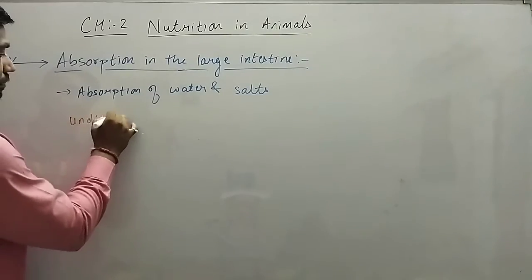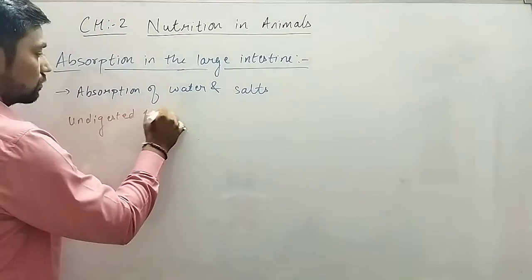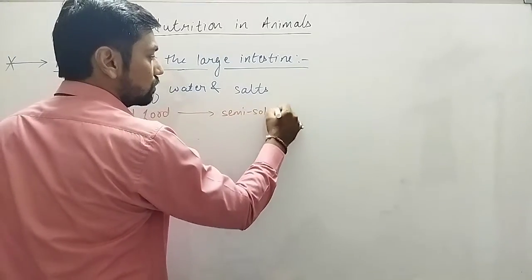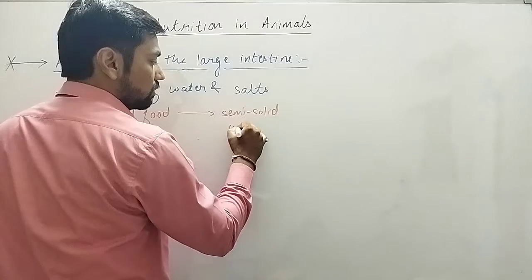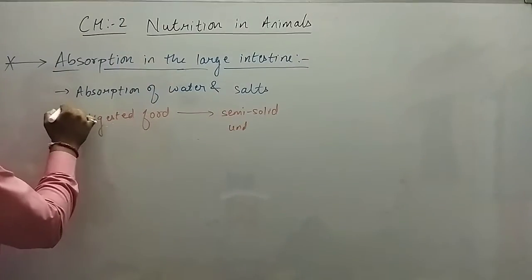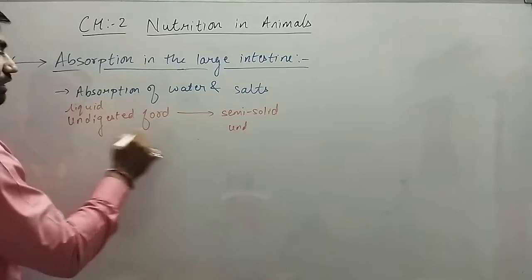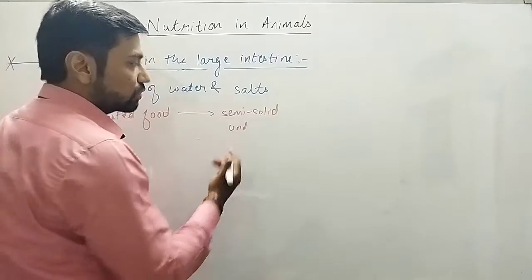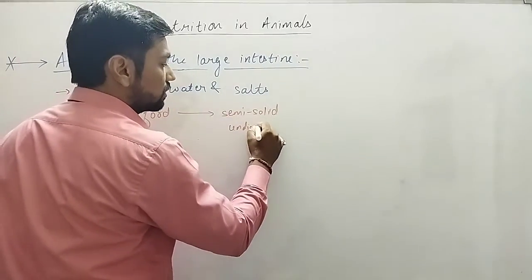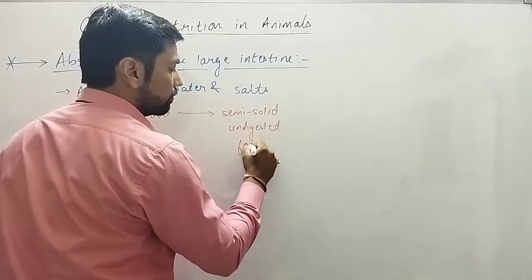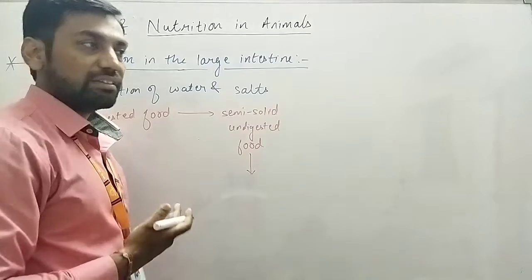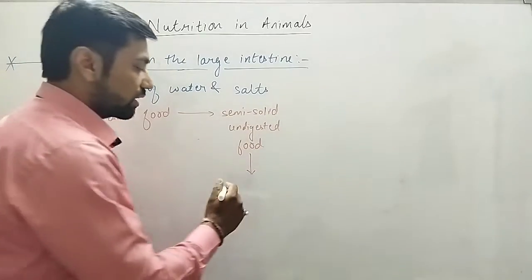Undigested food turns into semi-solid, because water and salt have been absorbed, so the water content becomes less. This semi-solid undigested food will remain there and will move to the rectum.